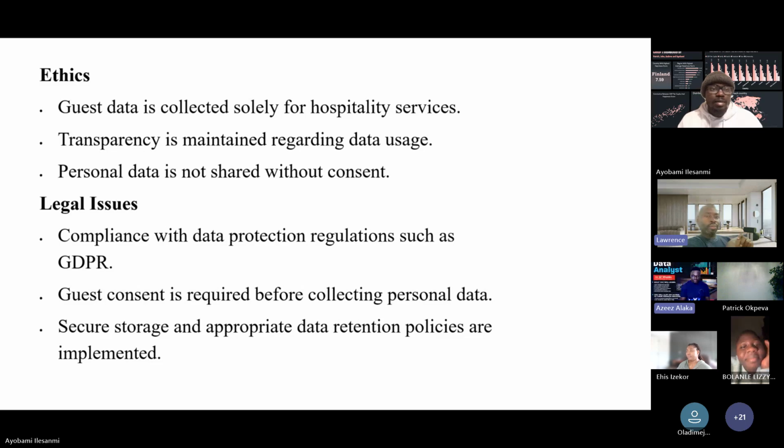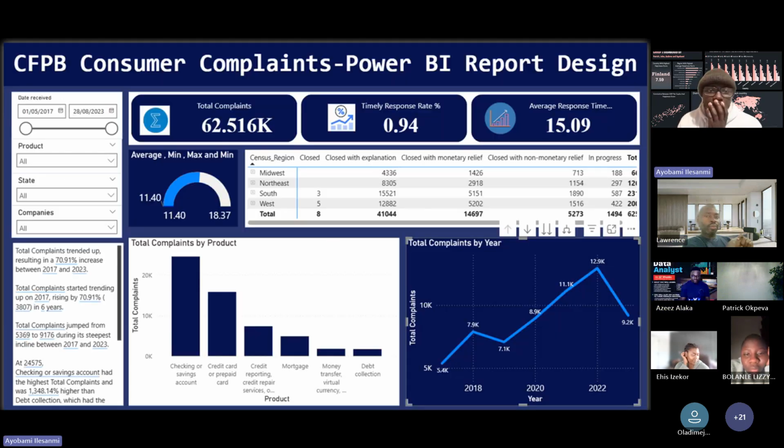Go ahead. Yes, please. So this is my section B. Section B is about the Power BI. This is CFPB consumer complaints. As you can see here, we have total complaints of 62,516, and a total timely response rate of 0.94. The average response time of each of the companies is 15.09.